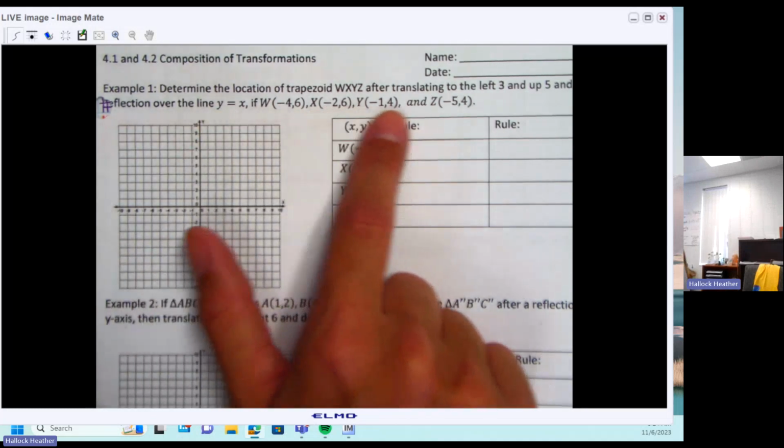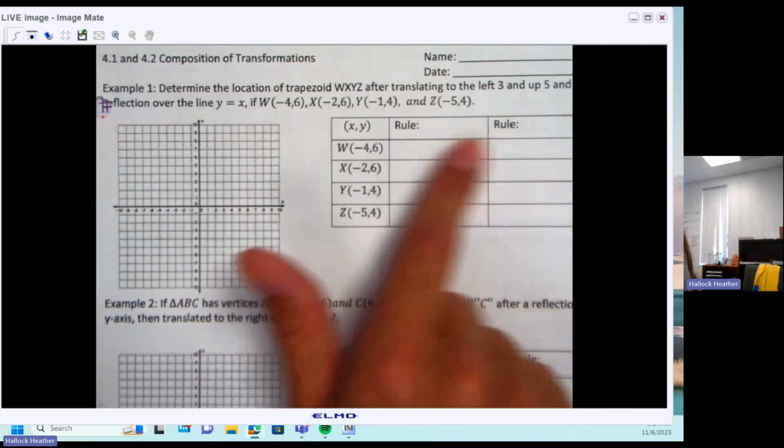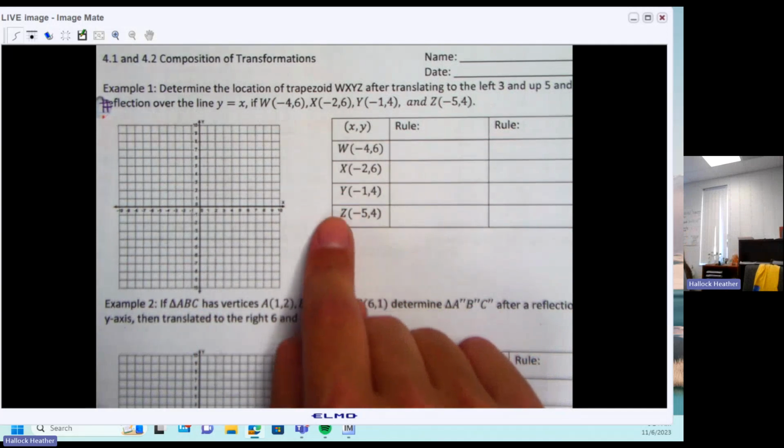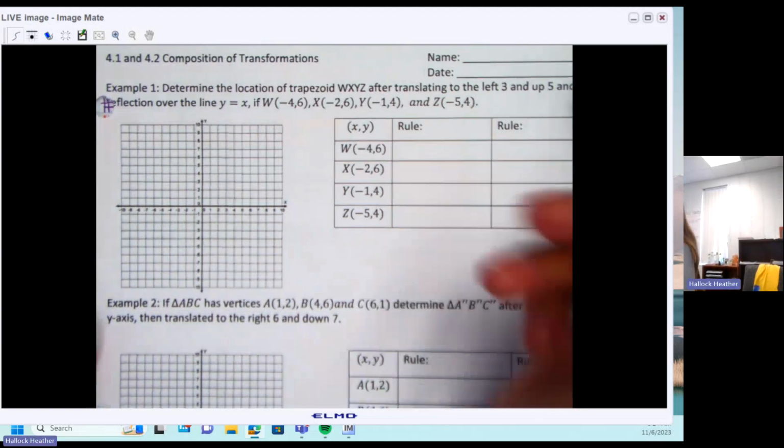And we're given the original coordinate points. Whenever you're doing this by yourselves, you do not need to write out the coordinate points, but since it's notes, we're going to do that. So take a second and use your pencil. We're going to plot the original points, and we should have a cute little baby trapezoid. So take a minute, plot your points.